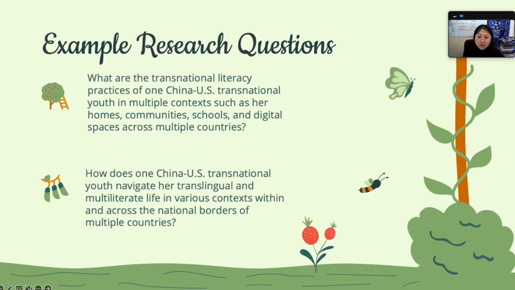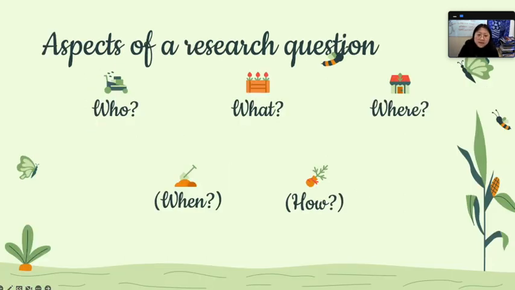So in both questions, I really have the who, right? One China-US transnational youth. And then I had the what. It's the transnational literacy practices and navigating her translingual and multiliterate life. I also had the where, right? Across context and across multiple countries. So these are the very basic components of a research question: the who, what, and where.